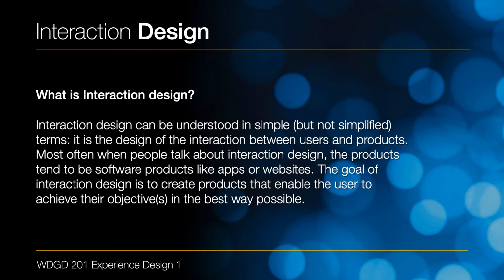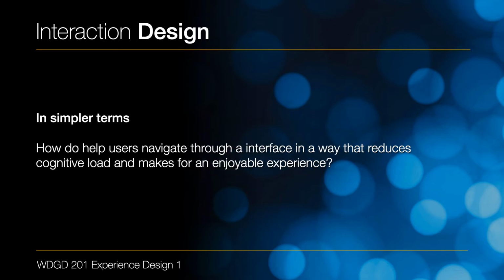Most often when people talk about interaction design, the products tend to be software products like apps or websites. The goal of interaction design is to create products that enable the user to achieve their objectives in the best way possible. In simpler terms, how do we help users navigate through an interface in a way that reduces cognitive load and makes for an enjoyable experience? That's really the essence of it.